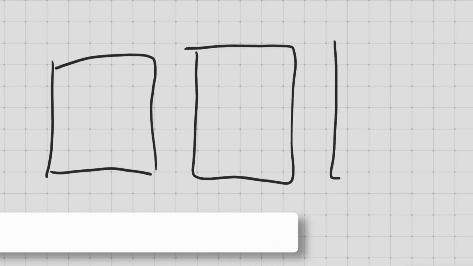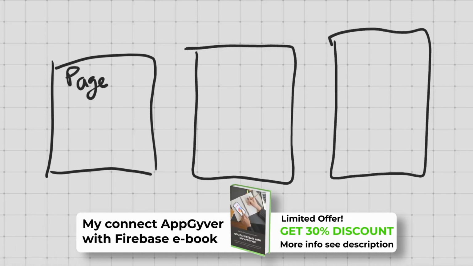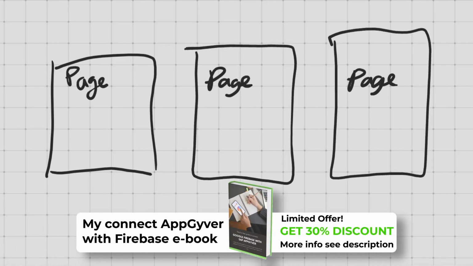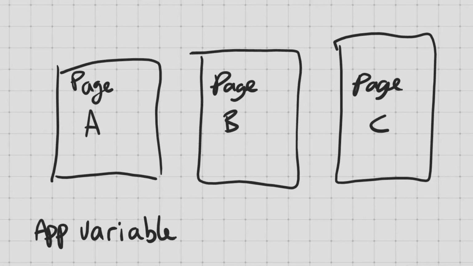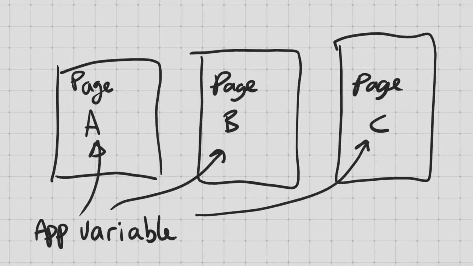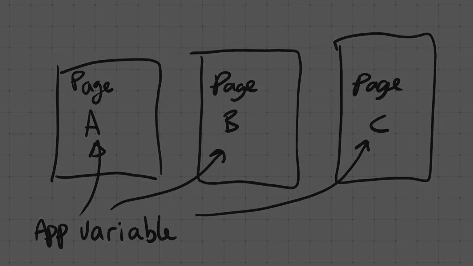App variables are variables which are valid for the whole context of the application. So if you have an app variable, it's valid for all pages, not only for one. If you create one, you can use it on all the different pages you have in your application. And then it disappears when you close your app.